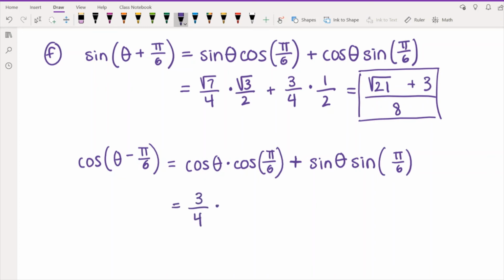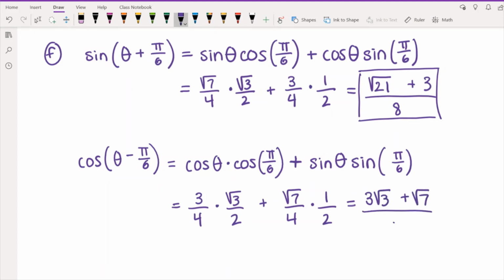We know that cosine of pi over 6 is equal to square root of 3 over 2. We know that sine of theta was square root of 7 over 4. And we know that sine of pi over 6 is 1/2. And so putting this all together, we get 3 root 3 plus square root of 7, all divided by 8.